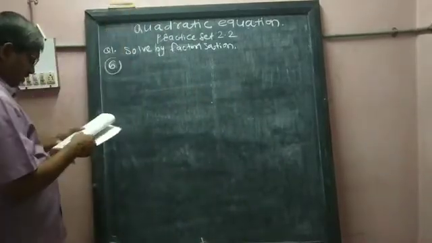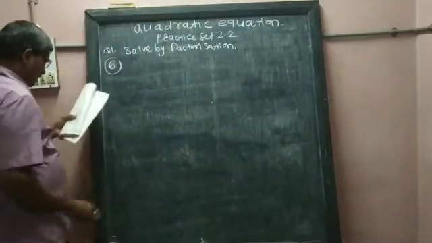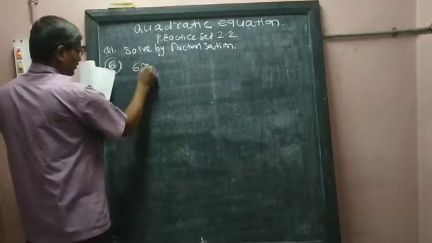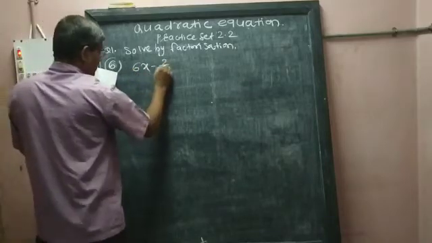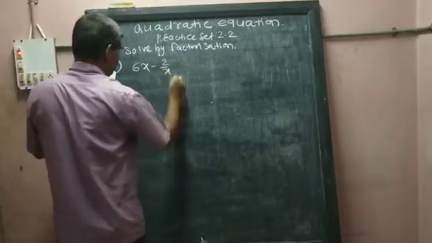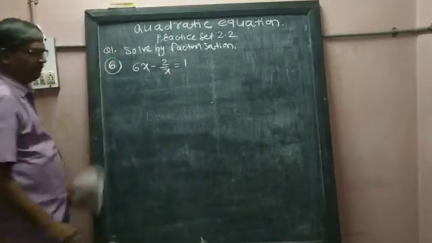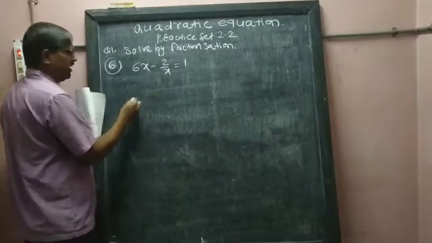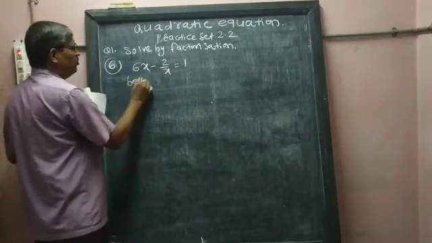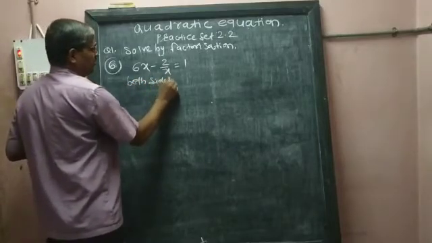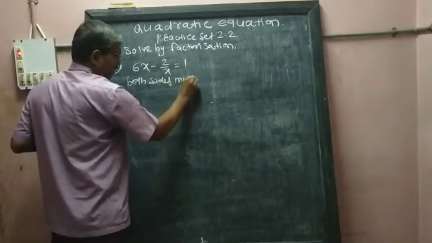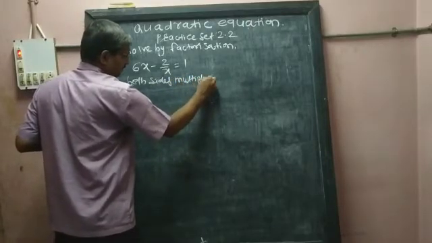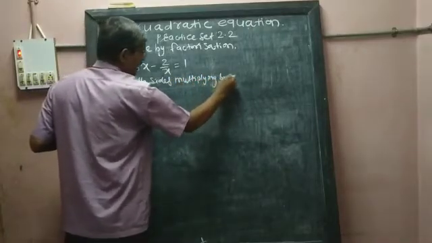Now, question number 6. 6x minus 2 upon x is equal to 1. Both sides multiplying by x, here we should remove this x. So, what I am going to do, both sides multiplying by x.